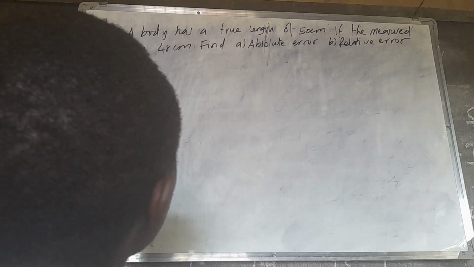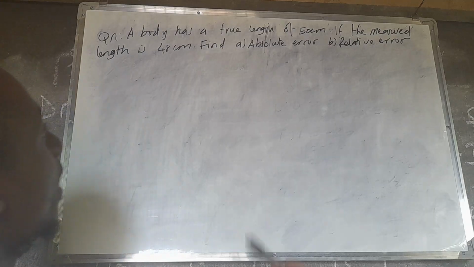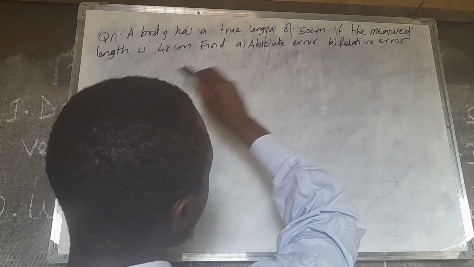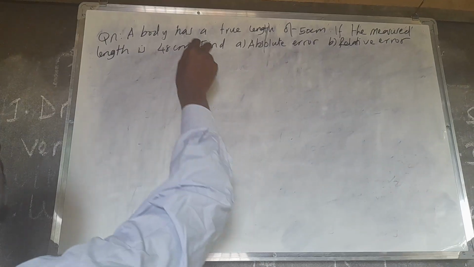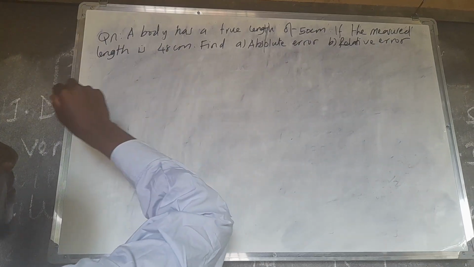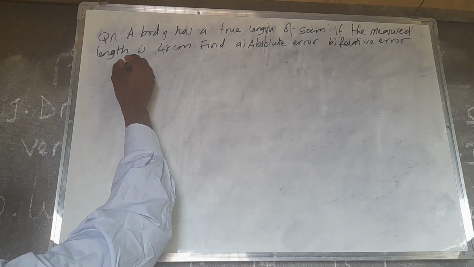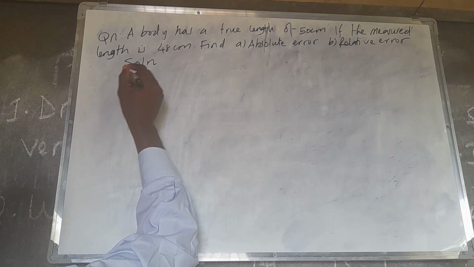Tuangalie namna ambavyo tunafanya. Kwa mfano, here you have told that a body has a true length of 50 centimeter. If the measured length is almost 48 centimeter, find the absolute error and the relative error. So in this way you say solution.